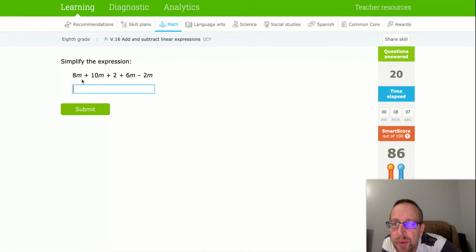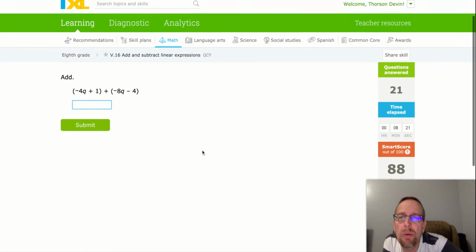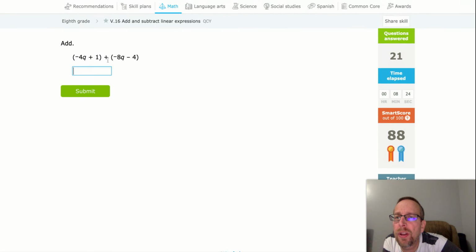Here we have a bunch of terms with m. We have 8 plus 10 more is 18, plus 6 more is 24, minus 2 is 22m. And then we have that single lone term of plus 2. Here we have a negative 4q plus a negative 8q. That's a negative 12q. We have a plus 1 plus a negative 4, or 1 minus 4 is minus 3.